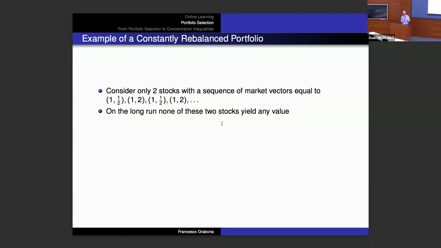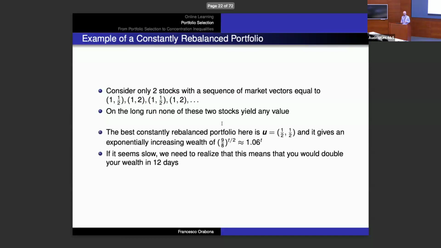Okay. Now it's very clear that if you just buy and hold in any proportion you like these 2 stocks, you will never make any money out of this. Okay. Instead, the constantly rebalanced portfolio, in which you just allocate your money as 1/2 of the first one and 1/2 of the second one, will give you that the rate at which your money will increase is 1.06^T, where T is the number of days. Okay, and there is nothing magic about it. You just have to literally do the calculation and you will get this.